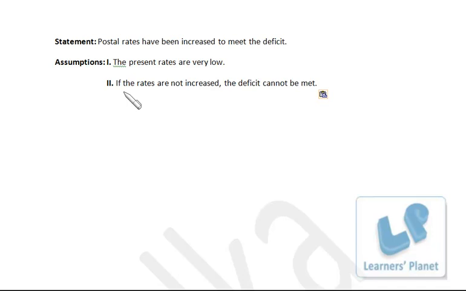If the rates are not increased, the deficit cannot be met. The statement itself means the postal rates have been increased to meet the deficit. That means to meet the deficit, they are going to increase postal rates, right? So if they do not increase the rates, the deficit cannot be met. That is an obvious assumption. So this assumption too is valid, or we can say it is implied from the statement.